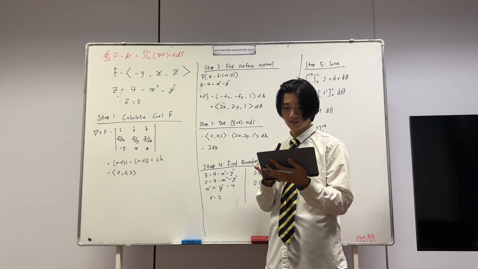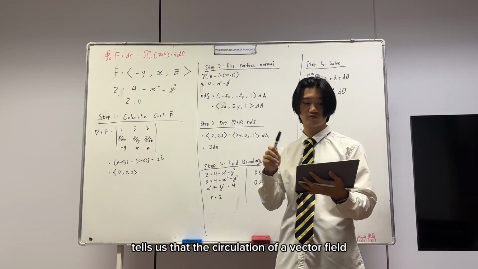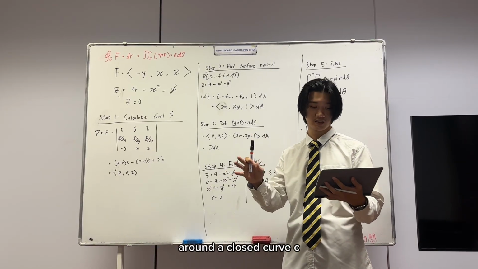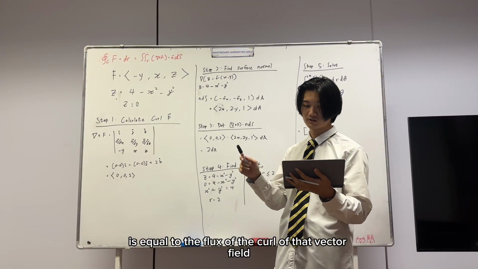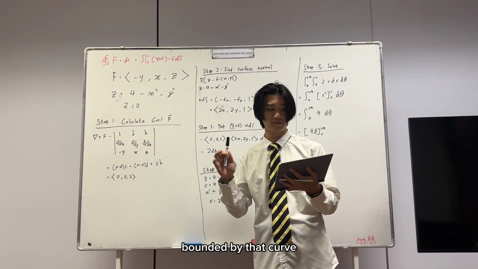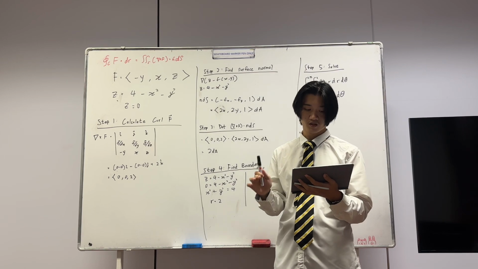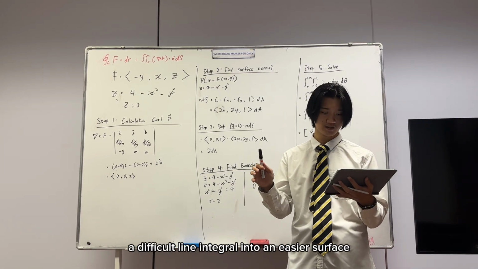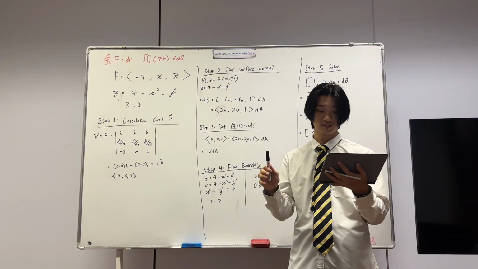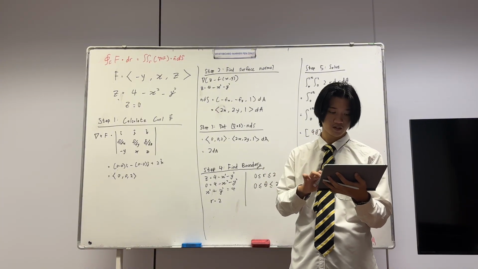Stokes' theorem tells us that the circulation of a vector field around a closed curve C is equal to the flux of the curl of that vector field through a surface S bounded by that curve. It helps us convert a difficult line integral into an easier surface integral, or the other way around.